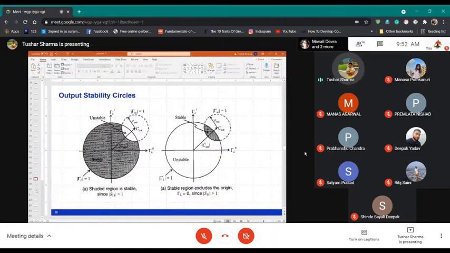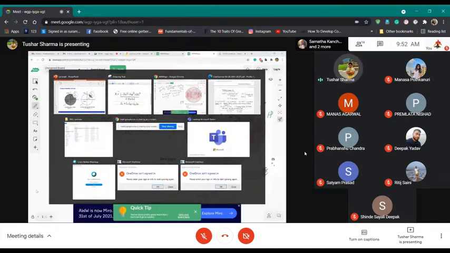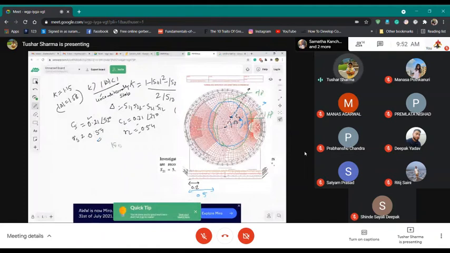Let's do first output, right? For output, we will take S11. Okay, S11 is less than 1, and S22 is also less than 1. So for the output stability circle, S22 is less than 1. If it is less than 1, the center of the Smith chart is stable. So this all is the stable portion. This is all stable, and this is all unstable.